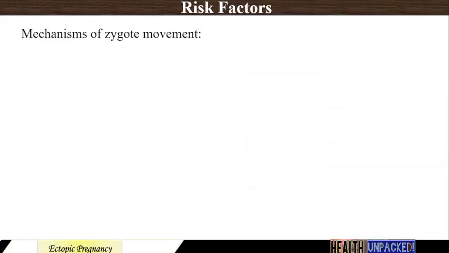The risk factors. Before we discuss risk factors, we have to know the mechanisms of zygote movement. The zygote should be transported from the fallopian tube to the uterus. So what mechanisms move the fertilized egg from the fallopian tube to the uterus? We have two main mechanisms.